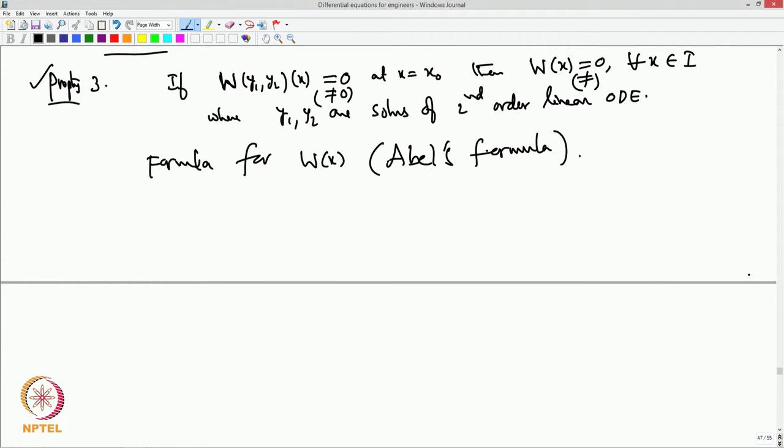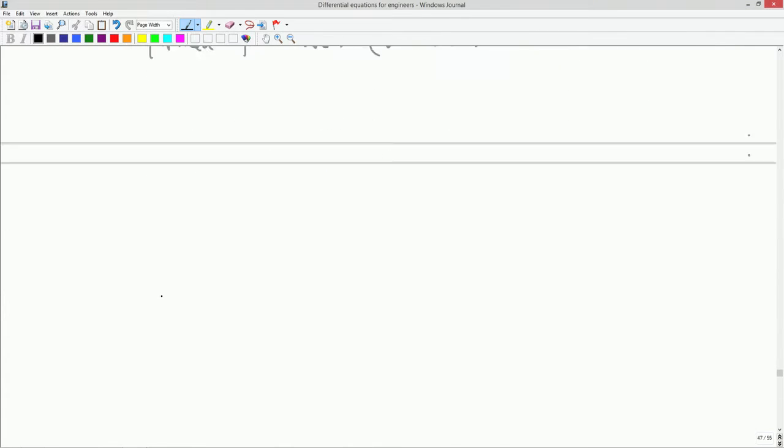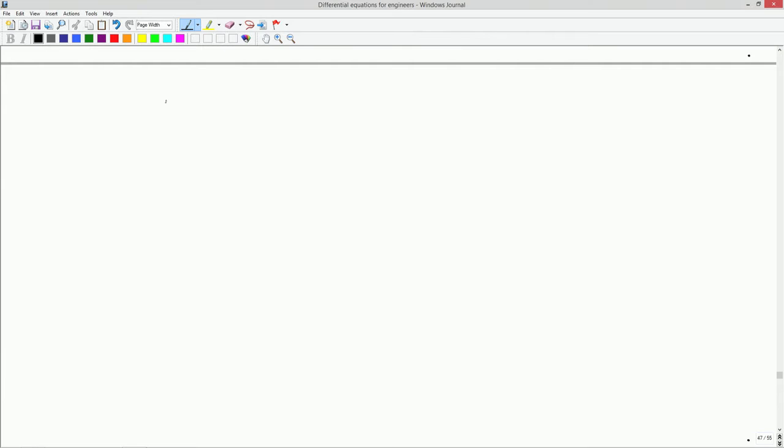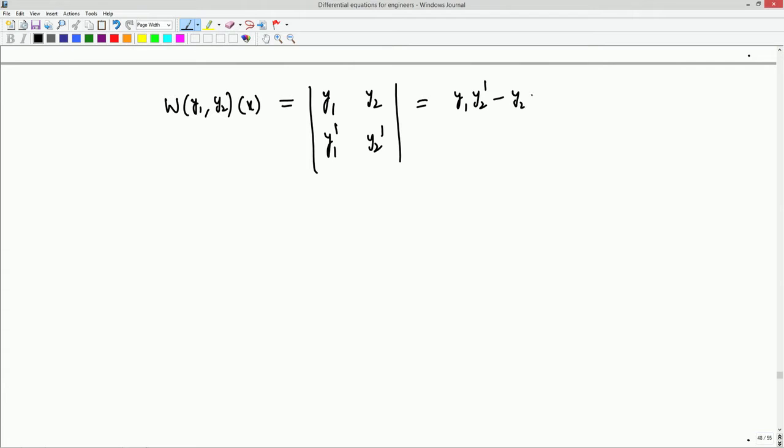So this is the formula we derive. This is called Abel's formula. For that, we will start with the Wronskian of two functions y1 and y2, which is a function of x, which we define as the determinant with rows y1, y2 and y1 dash, y2 dash. This is actually y1 y2 dash minus y2 y1 dash as a function of x.